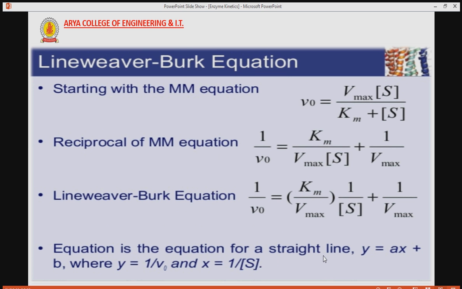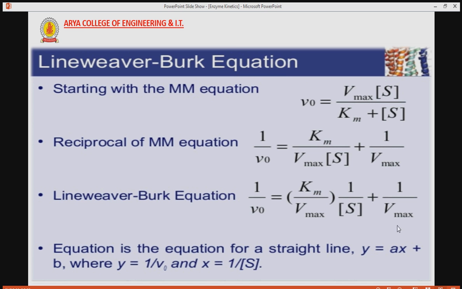With the help of Michaelis-Menten equation, we cannot easily plot the graph between Km and Vmax. So we can do this by using some other equation, that is given by Lineweaver-Burk equation. So, in this, by taking the reciprocal of the Michaelis-Menten equation, we get 1 upon V naught is equal to Km upon V max into 1 upon S plus 1 upon V max.